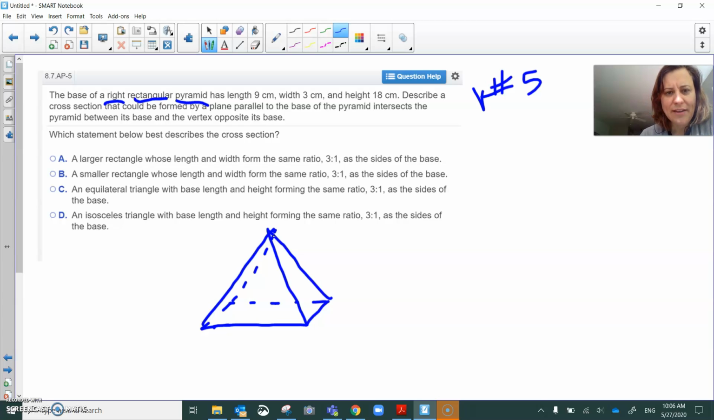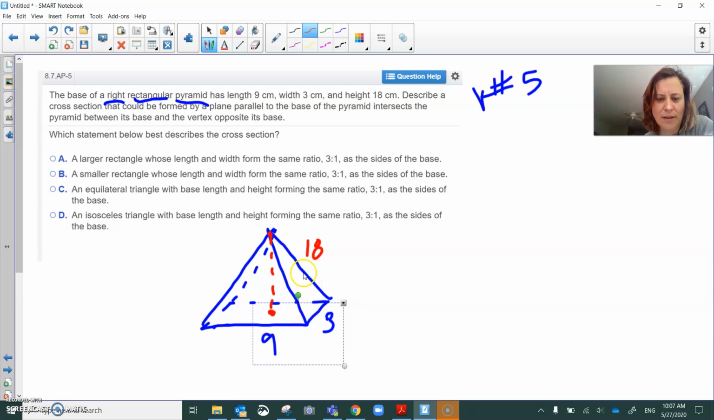The base has a length of 9, a width of 3, and a height. Height goes from the vertex straight down to the very middle of this rectangle, a height of 18. And I'm making it red on purpose so that you know I'm not talking about this edge here. I'm actually talking about this distance.